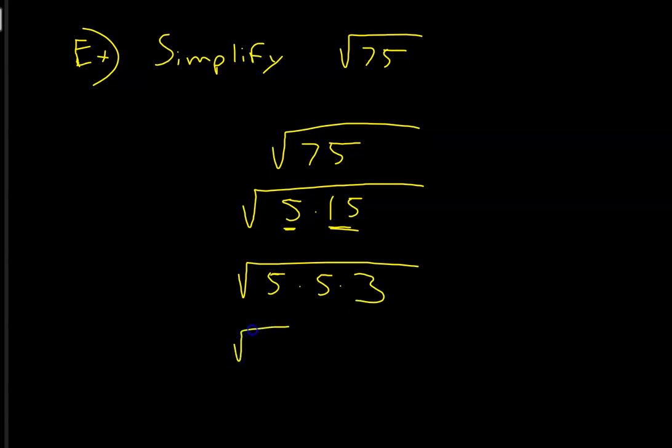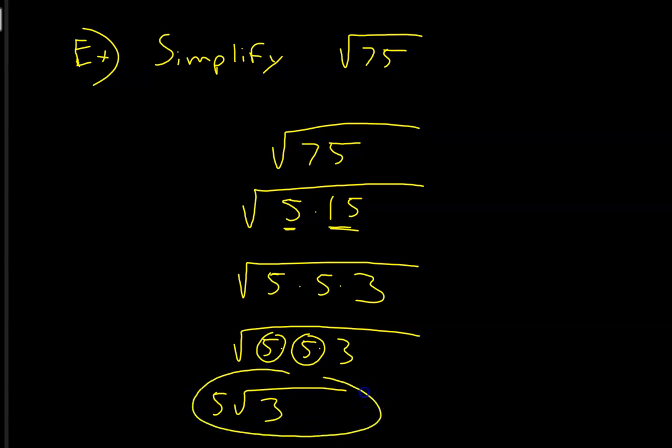So from there, both of these 5s are identical pairs. So these two 5s become one 5 outside. So the answer is 5 square root of 3. So the square root of 75 is equal to 5 square root of 3. All right, write that as a note if you didn't get it. And if you did get it, let's go to the next one.